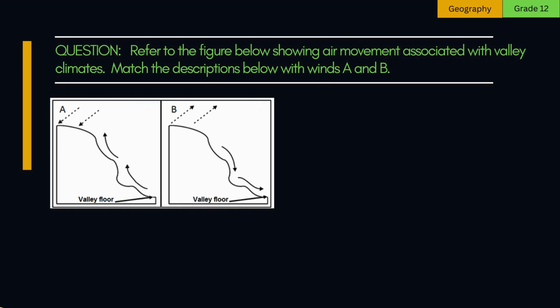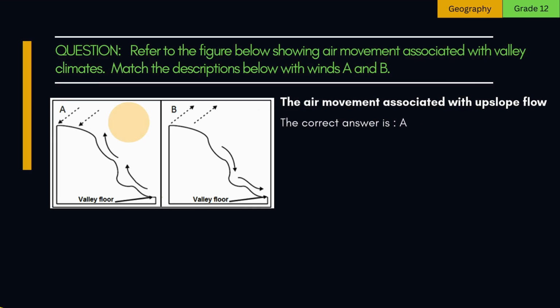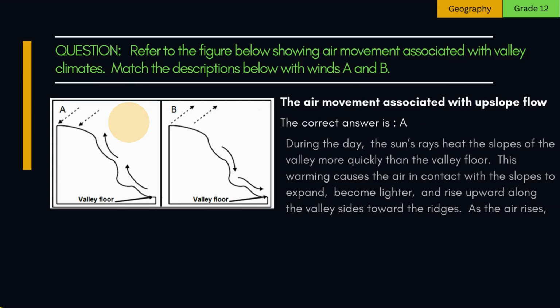Geography Grade 12. Question. Refer to the figure below showing air movement associated with valley climates. Match the descriptions below with winds A and B. 1. The air movement associated with upslope flow. The correct answer is A.